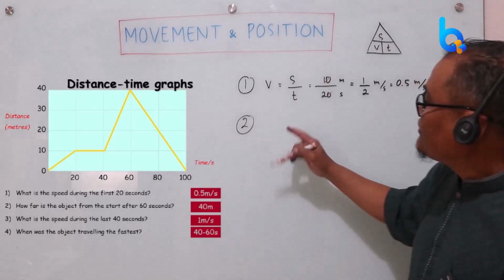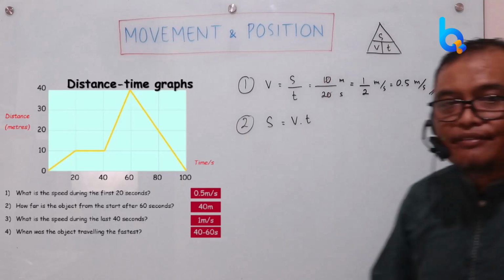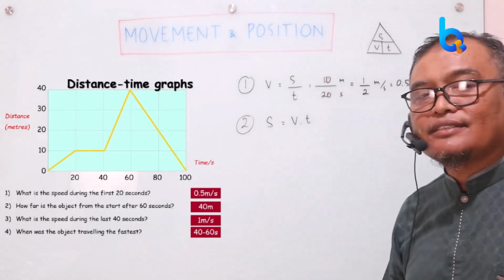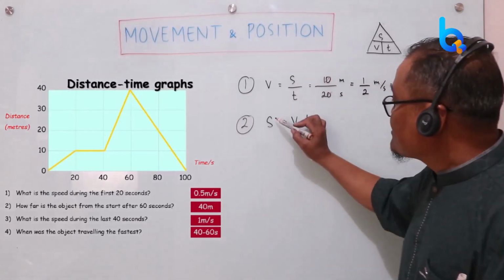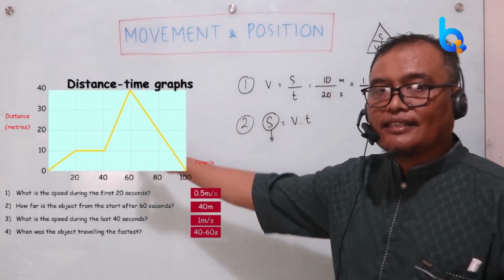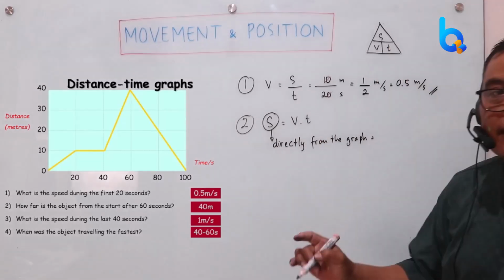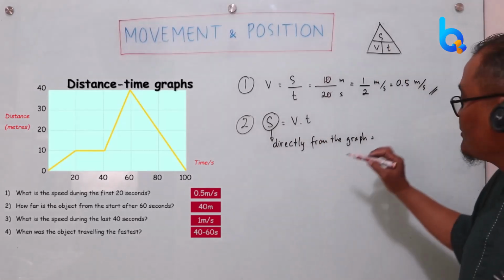How far? It means distance, V times T. After 60 seconds, we can see directly from the graph that at 60 seconds, the distance is 40 meters.